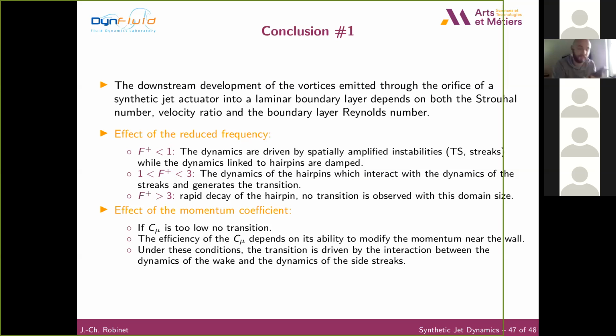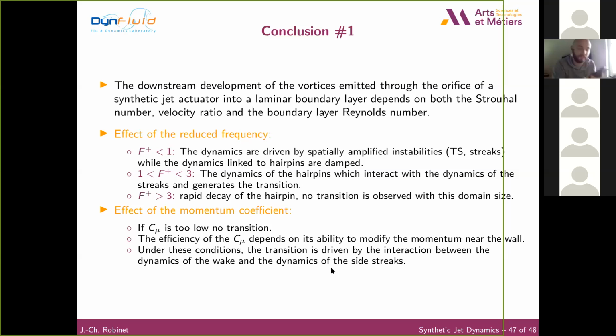The effect of the momentum coefficient: in fact, we have a threshold. If the momentum is too low, we have no transition, just because the contra-rotating vortex is not strong enough to generate hairpins and streaks. The efficiency of this coefficient depends on its ability to modify the momentum near the wall. Under this condition, the transition is driven by the interaction between the dynamics of the wake and the dynamics of the side streaks.